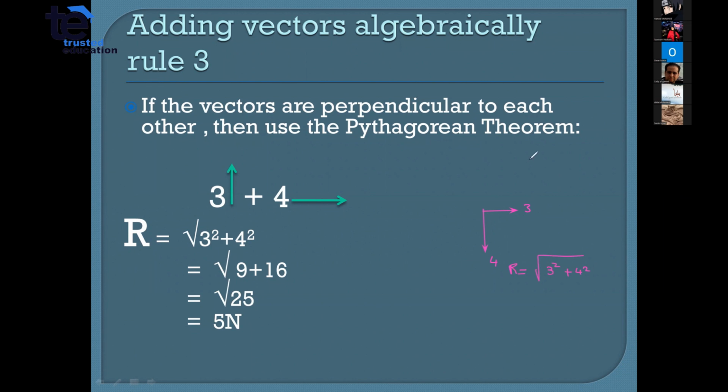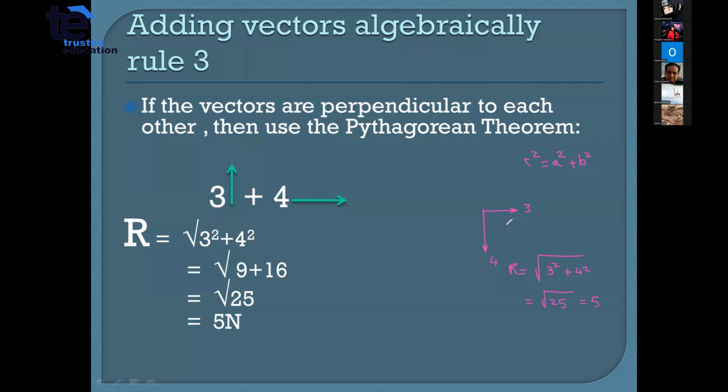Remember, Pythagoras states that c squared is equal to a squared plus b squared. So to get the resultant, I will add the squares under the radical. I will get 9 plus 16, which is radical 25. That gives you a 5.